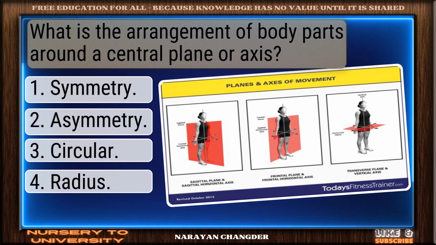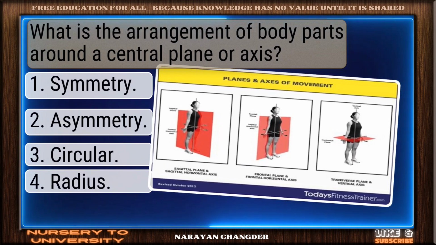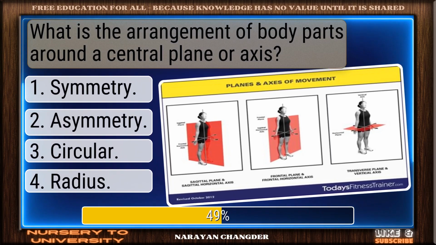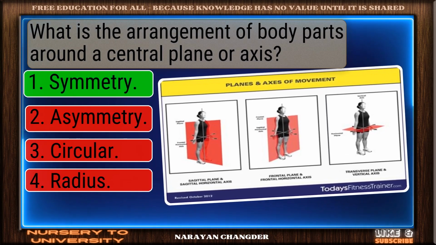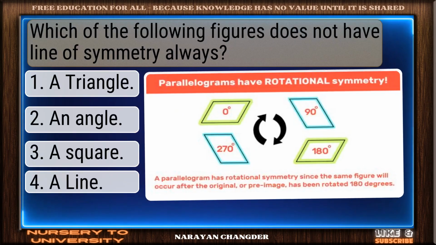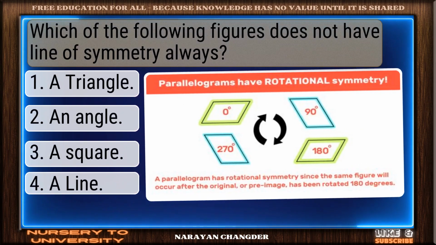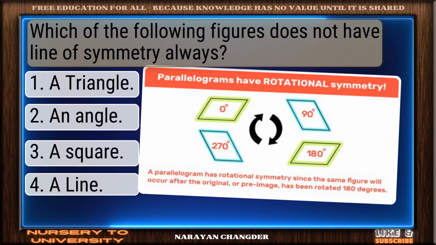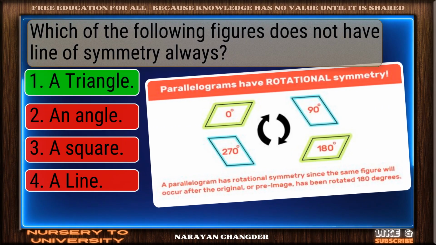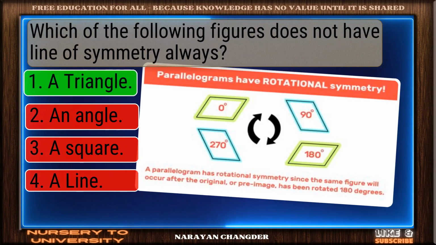What is the arrangement of body parts around a central plane or axis? You got it. Your choice symmetry is right. Which of the following figures does not have line of symmetry always? Strong choice. A triangle is the right answer.